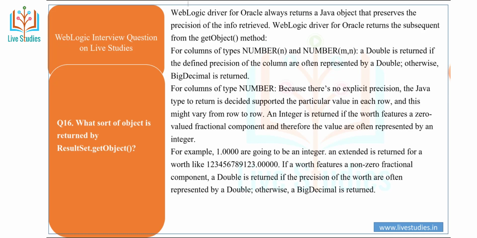000 will be an integer, and long is returned for a value like 12345678912.000. If a value has a non-zero fractional component, a double is returned if the fraction of the value can be represented by a double. Otherwise, a BigDecimal is returned.